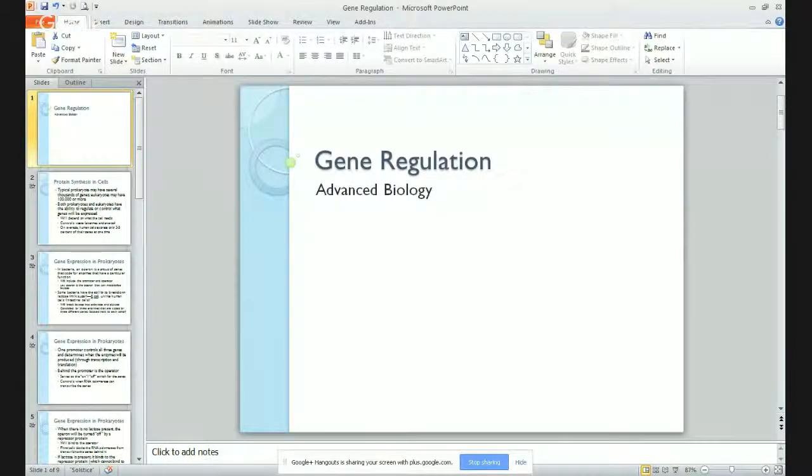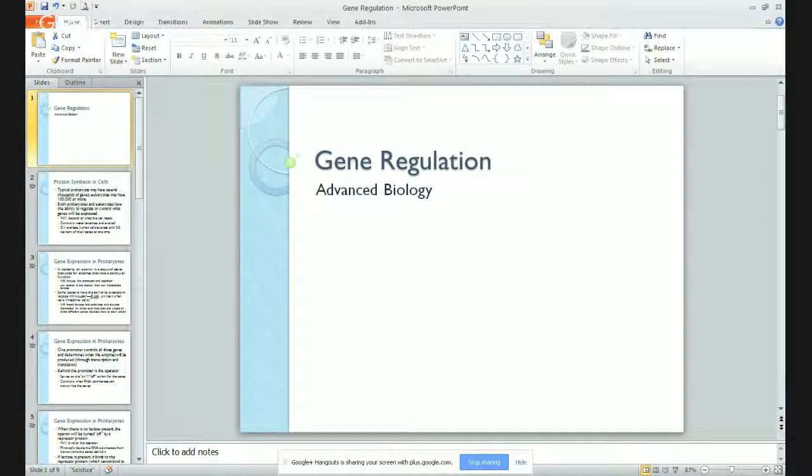As a general rule, I didn't really go over this in biology when I taught it, just because it is so complex and you, quite frankly, won't read about or need to know about gene regulation until you get to college. And even then, depending on what kind of biology class you take, you may or may not even discuss gene regulation. So this is a little more complex.